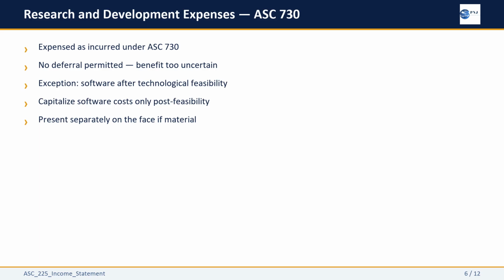Research and development is where the accounting gets interesting. The general rule under ASC 730 is straightforward. Expense R&D costs as they are incurred. Why? Because the future economic benefit is too uncertain to justify capitalizing the cost today. Think of it like buying a ticket before you know if the show will be any good. There is one important exception. Software development costs incurred after the product reaches technological feasibility can be capitalized. Before that threshold, they are expensed just like any other R&D. If R&D is material, it must be presented separately on the face of the income statement.